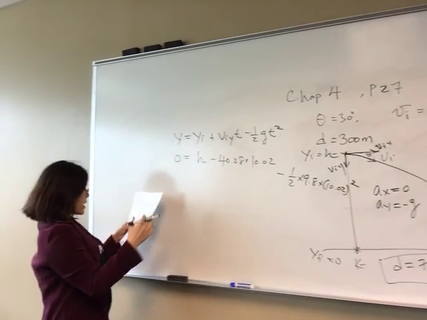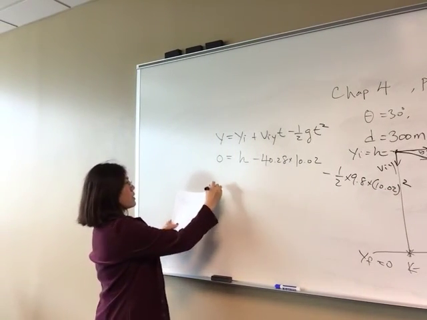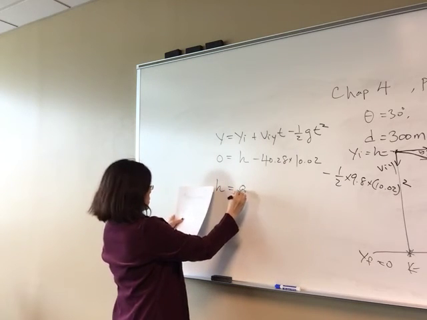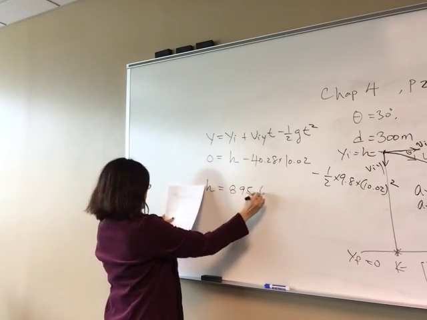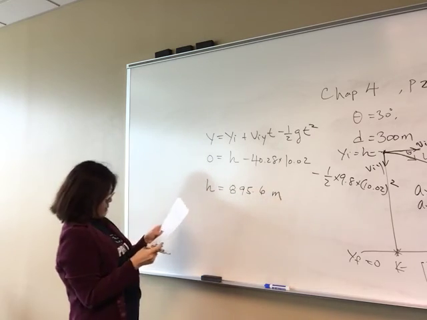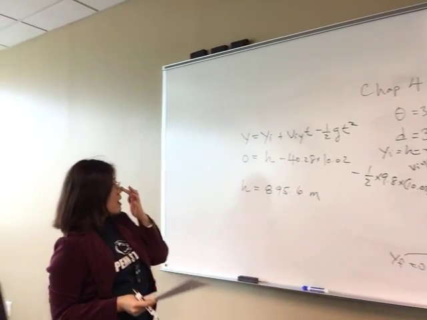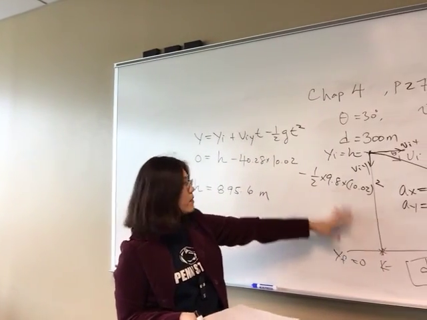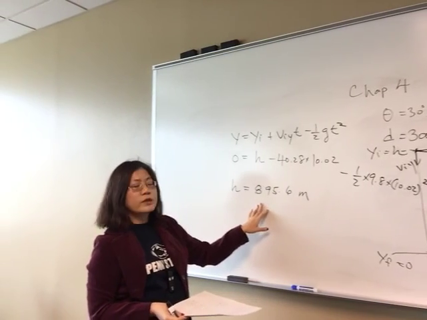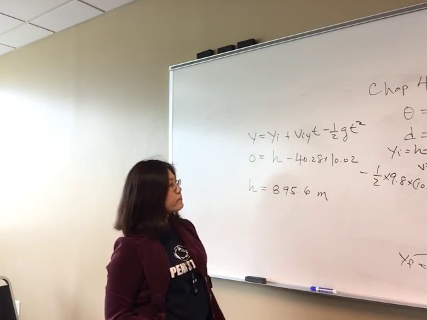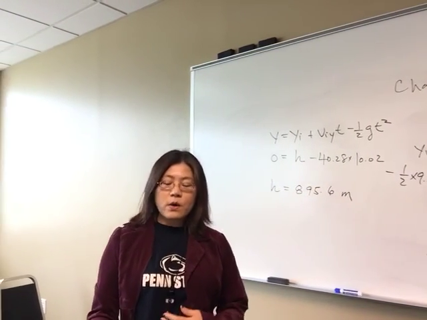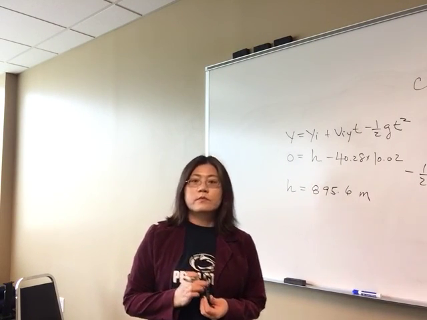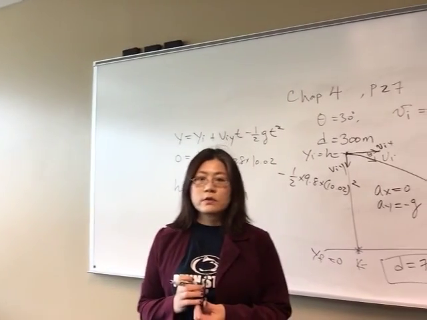So after you work out the numerical values, your h here would be 895.6 meters. So the release point and the ground are separated by 895.6 meters. These are typical projectile motion problems. So let me just stop here.